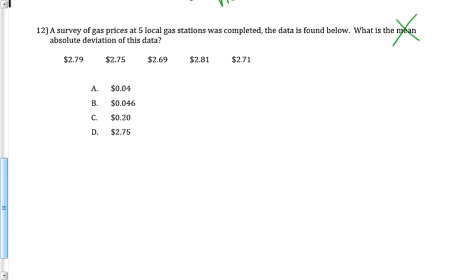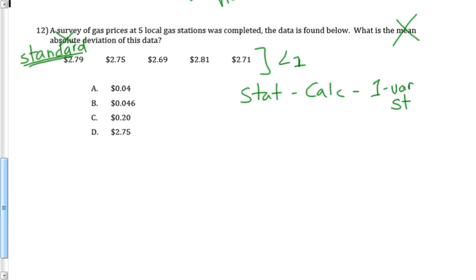Change mean absolute to be standard. So the standard deviation, we're going to plug these data points into our calculator, into list 1. And then we're going to run 1 var stats. So it's going to go in list 1, and then you're going to go back to stat, over to calc, and you're going to do 1 var stats. In doing that, you should get your standard deviation to be 0.046.